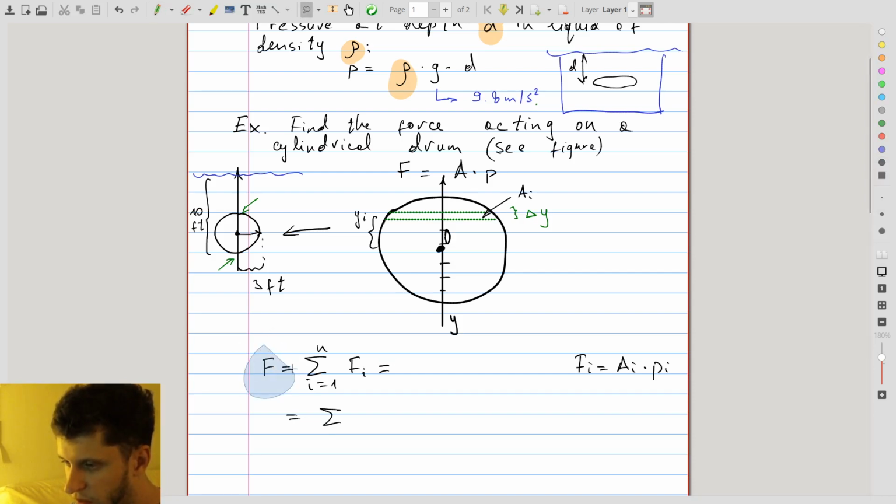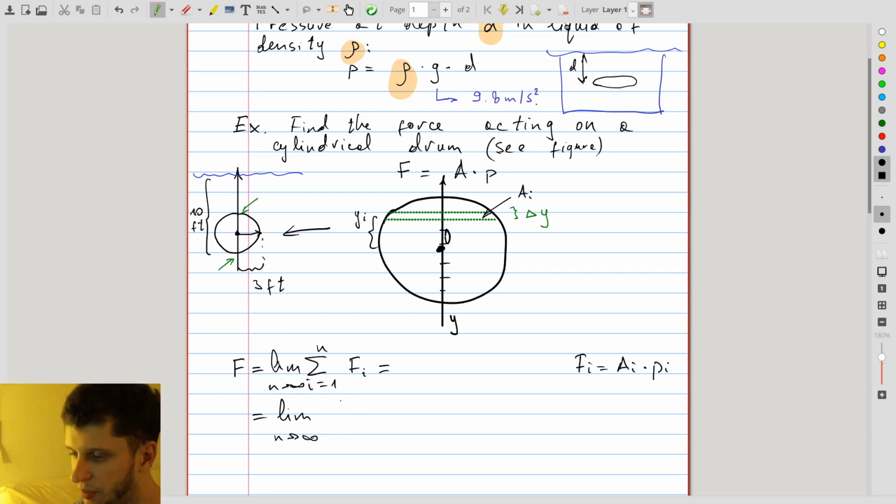So actually, this equality is not precise. To make it precise, I need to take the limit as n goes to infinity. All right. So when the partition is fine, it's this expression. So what I do next is I rewrite Fi's. So it's the limit when the partition becomes finer and finer of the sum of Fi. Now Fi, as I just observed, is Ai times P sub i. Right? So then the next step is to express both Ai and Pi in terms of y.